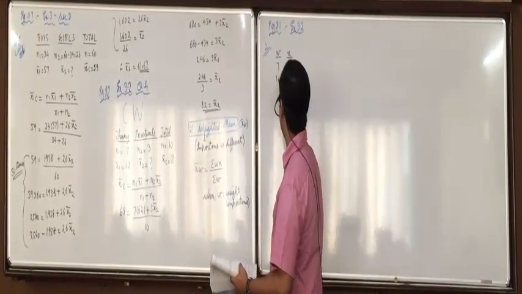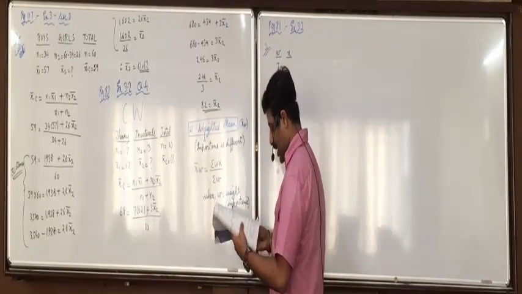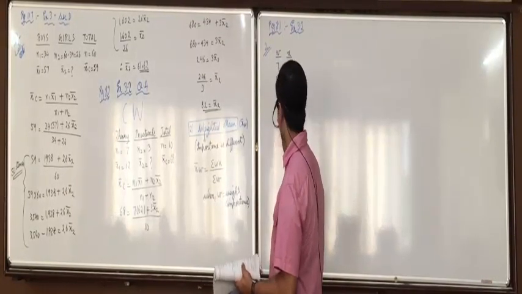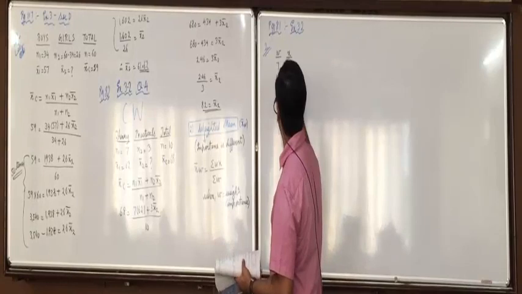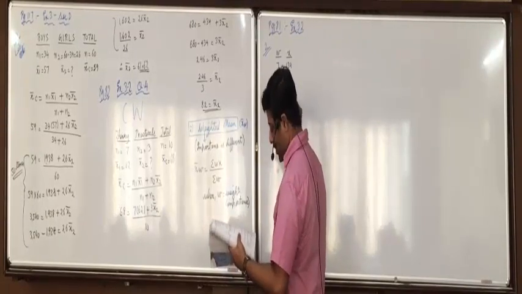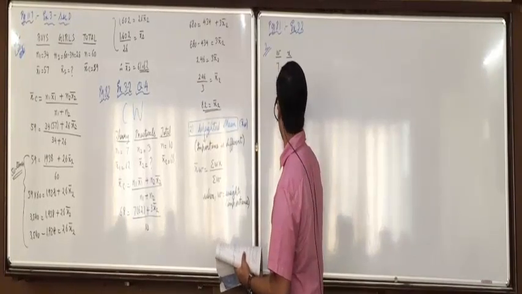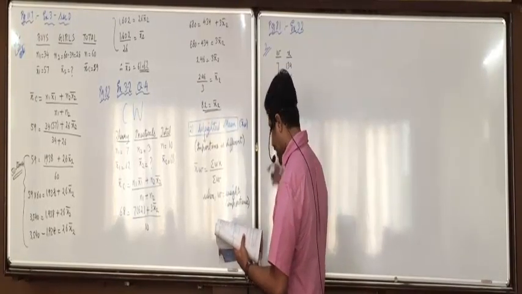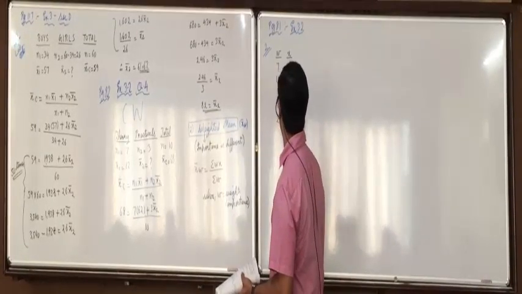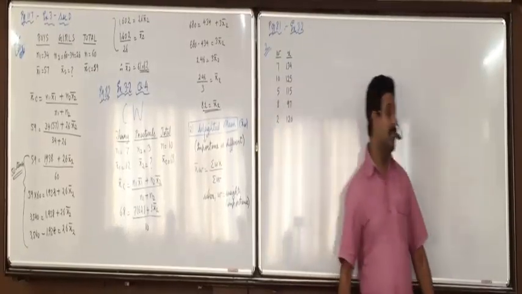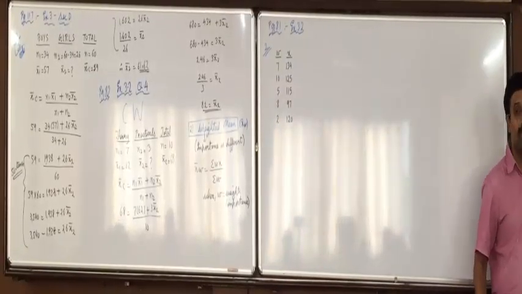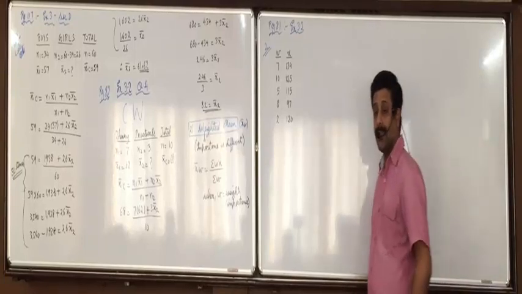W: 7, 10, 5, 8 and 2. X: 134, 125, 115, 97 and 120. Did you all understand this?